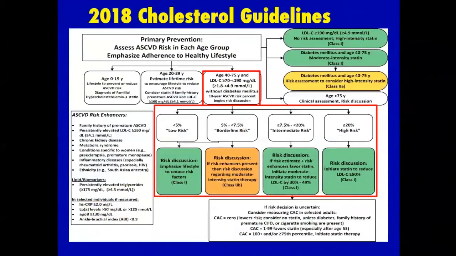So now here is where we are. We talked about these two groups. We said if you don't fall into these two groups, then you do a 10-year risk calculation if you're between the ages of 40 and 75, and then you get a number. All of this is publicly available using the pooled cohort risk equation. You get a 10-year risk of less than 5%, 5% to 7.5%, which we're calling borderline, 7.5% to 20%, which is intermediate, and more than 20%, which is high risk. Now, what do you do?